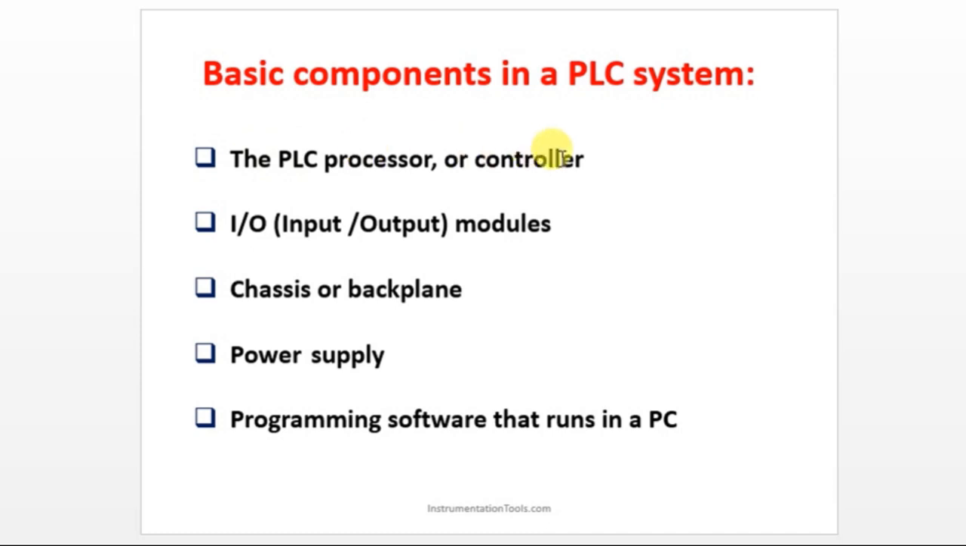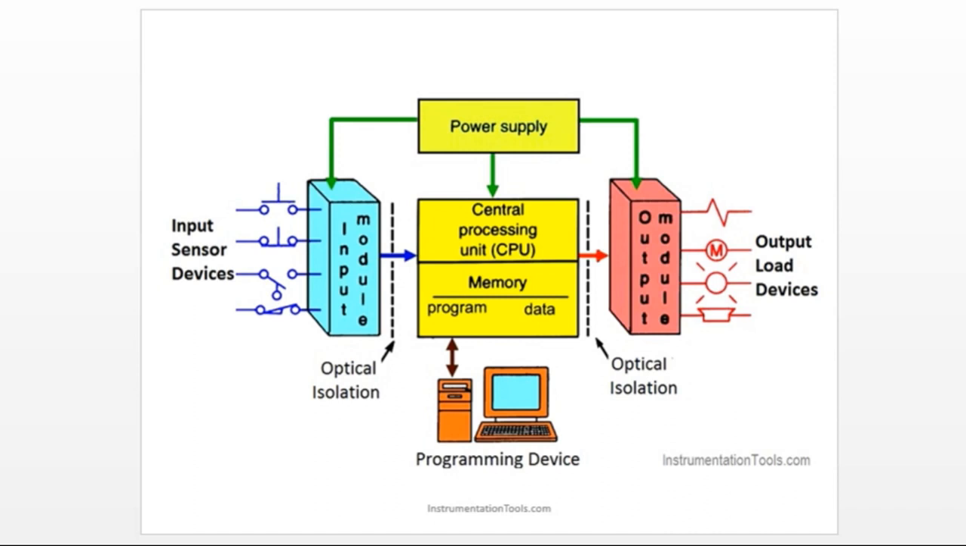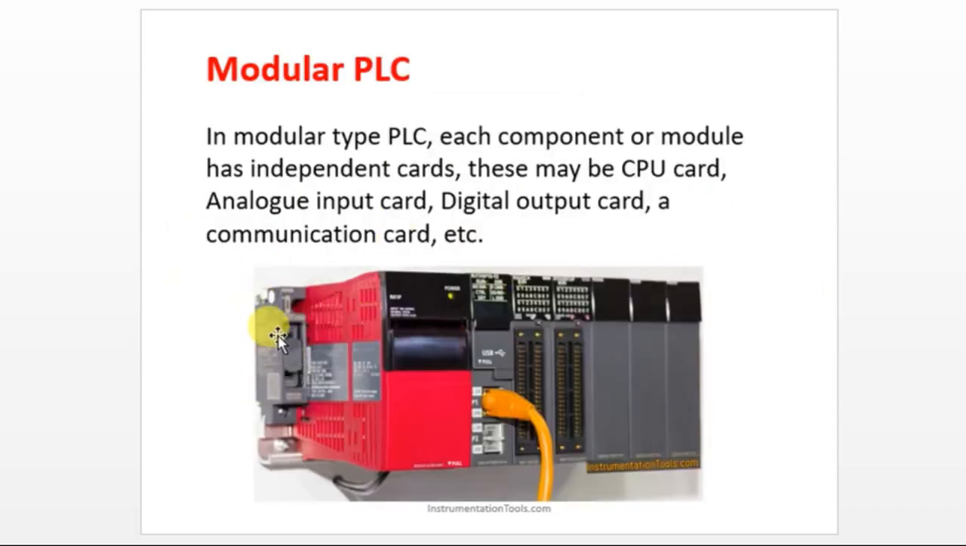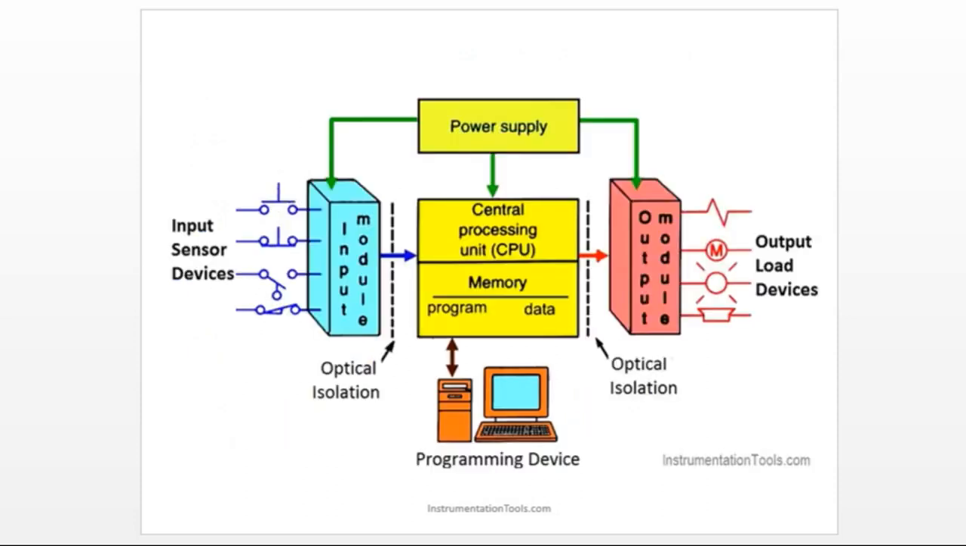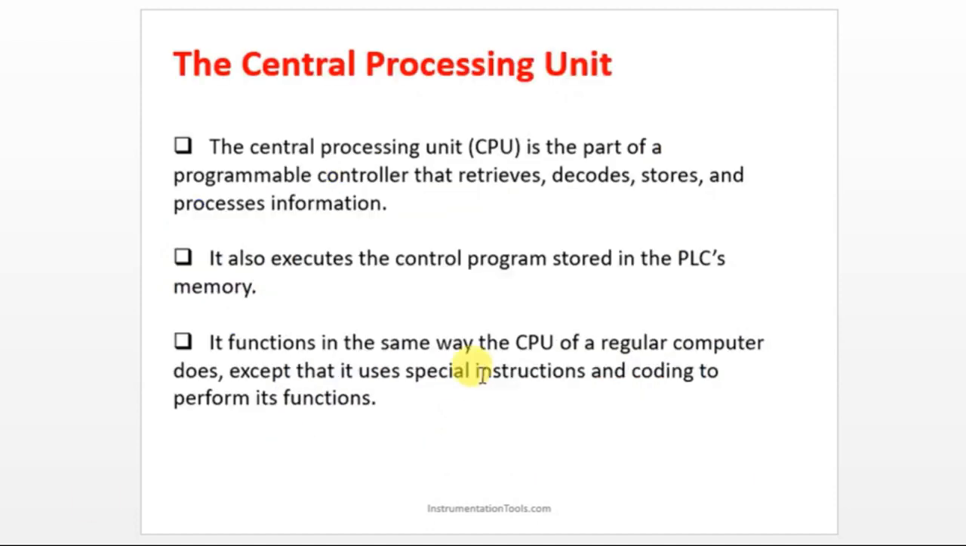So we have a PLC processor, IO module, chassis or backplane. Chassis or backplane is nothing but this rack, the backplane I have explained, where we plug in and plug out. And we have a power supply and a programming software that runs on the PC. Nowadays the PC is used as a programming device, but in the olden days we used handheld devices also. The device was very handy and you could write a small program in that.